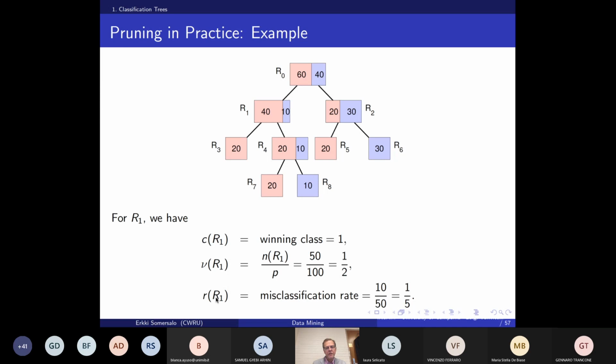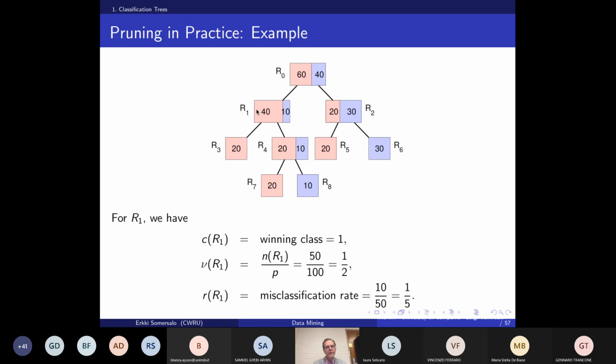What is the misclassification rate here? I have 50 points, of which 10 are misclassified. So the misclassification rate is 10 over 50, so for this R1 it is 1 over 5. So these are the numbers that I associate to this R1.